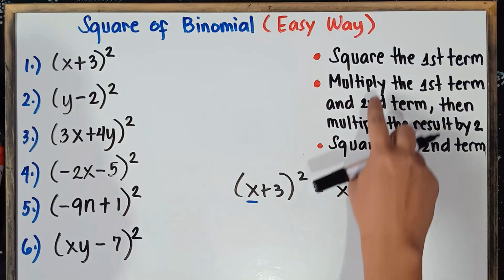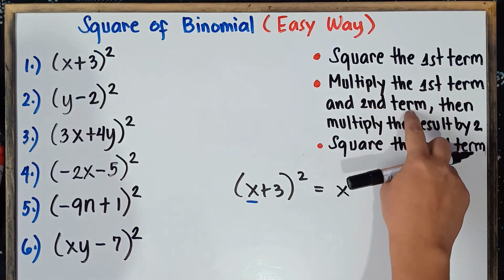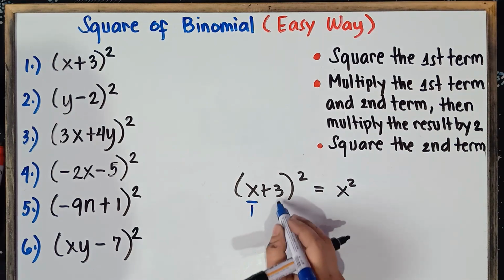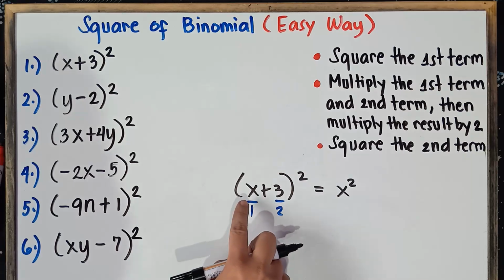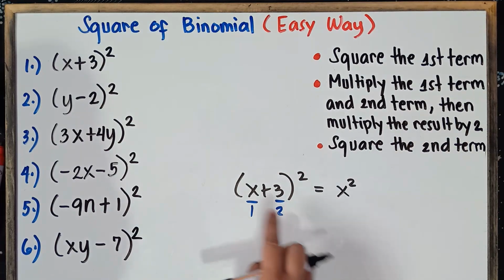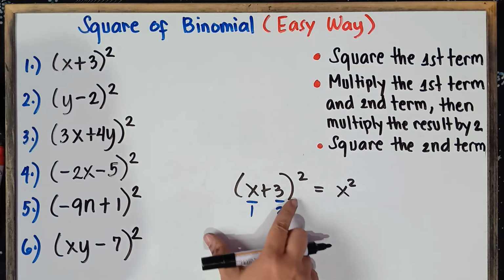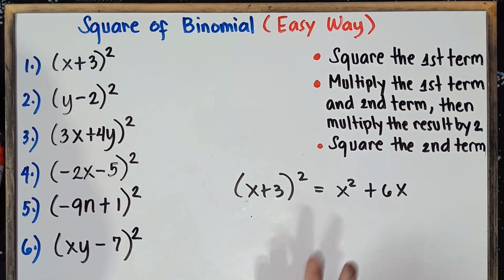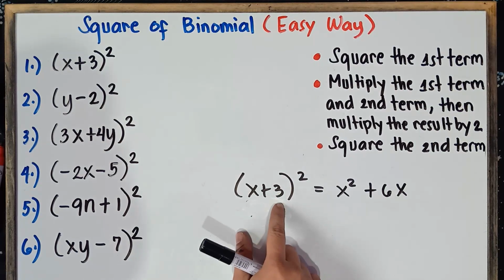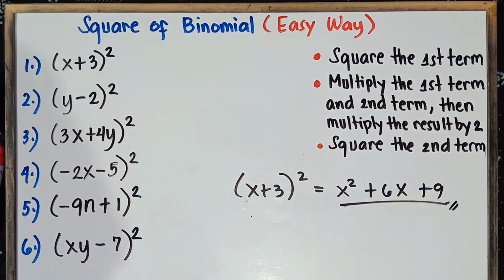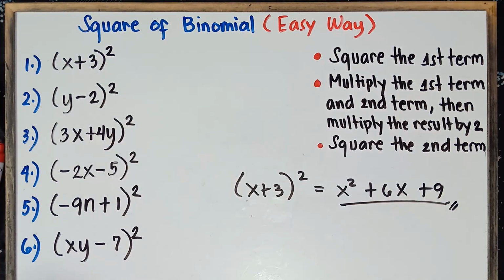And then the second step, multiply the first term and second term. So x times 3. Once again, our first term is x, our second term is 3. Multiply the first term and second term, x times 3, that would be 3x. And then the result, you multiply it by 2. So 3x times 2 would be positive 6x. And then the last procedure, you square the second term, 3 times 3, that would be positive 9. That's the answer, class, with regards to example number 1.